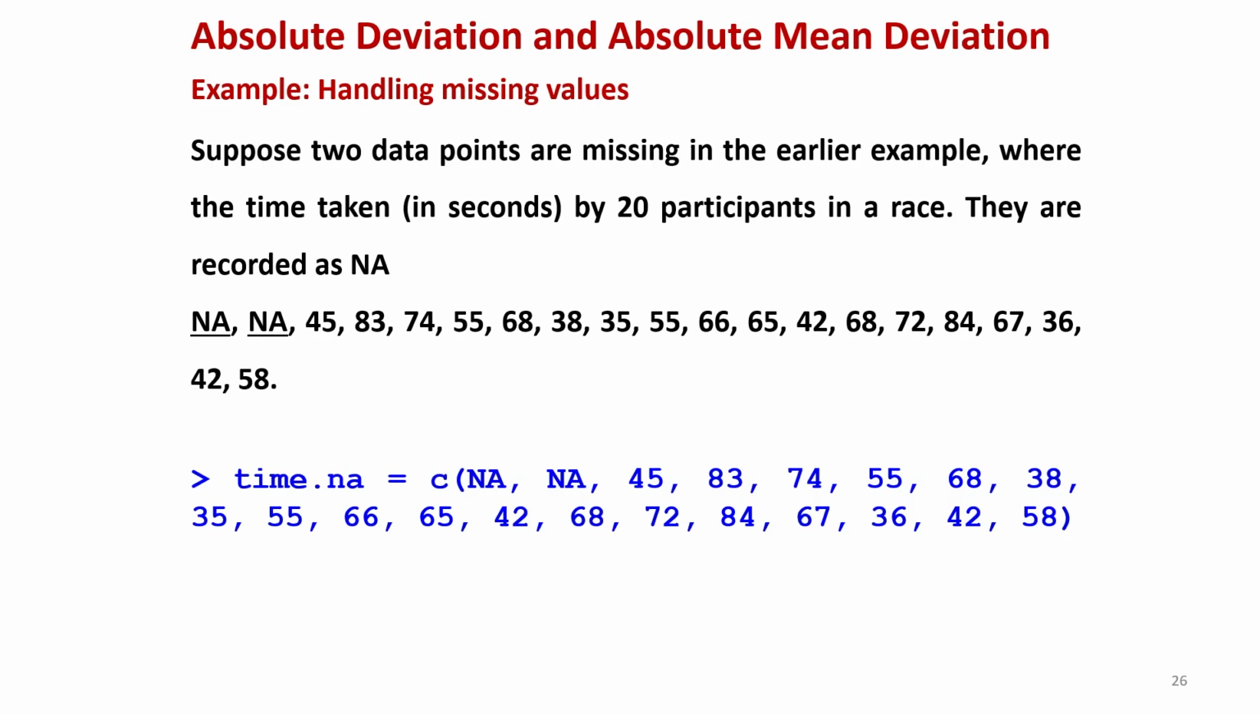Now, in the last, I can give you an example of how you are going to compute this when you have missing data. So now I take the same example where the first two observations on the time of the race are missing. They are indicated here by NA. So I write here NA and NA, and I store this data as time.NA, where now we have 18 observations.